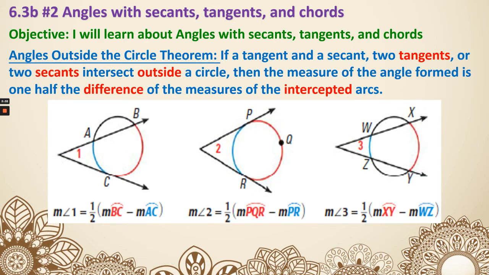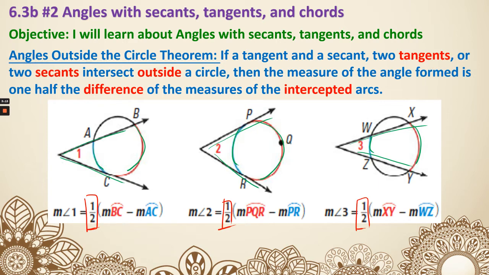Now, what if angles are outside the circle? If a tangent and a secant, or two tangents, or two secants are intersecting outside a circle, then the measure of the angle formed is 1/2 the difference of the measure of the intercepted arcs. So whenever we have two lines, it doesn't matter if it's tangent or secant, as long as they're going through the circle, we will be generating two arcs, and two arcs that we are focusing on that's being intercepted by these two lines. And again, we are involving the number 1/2.